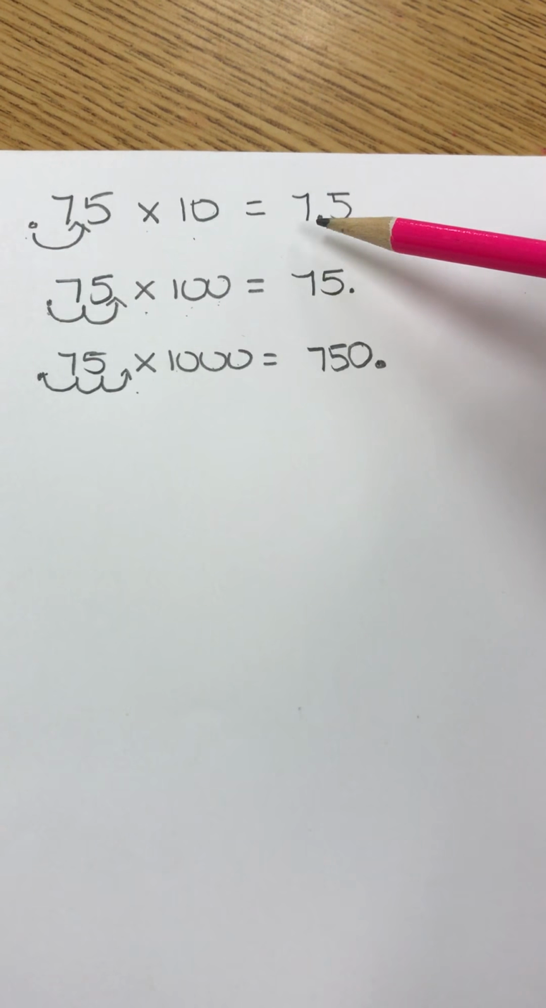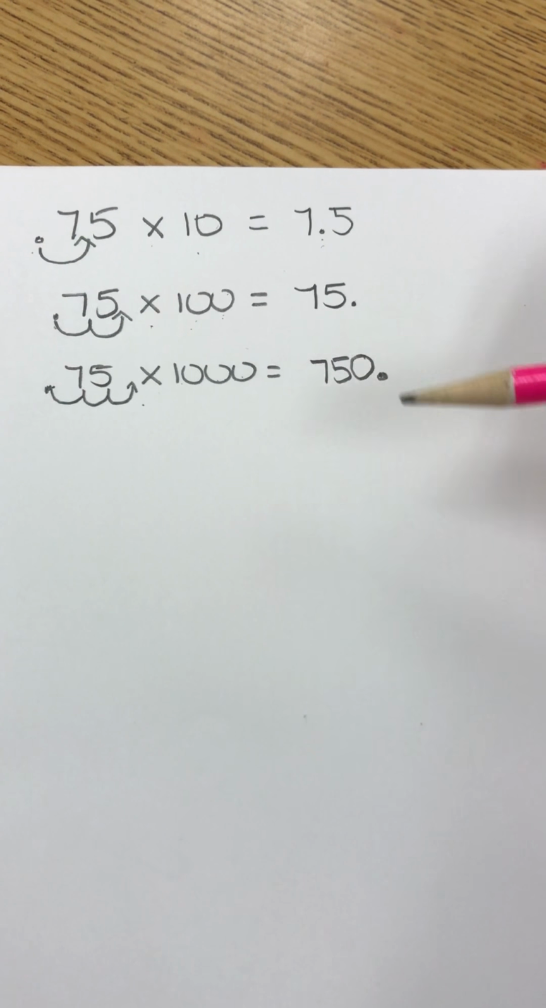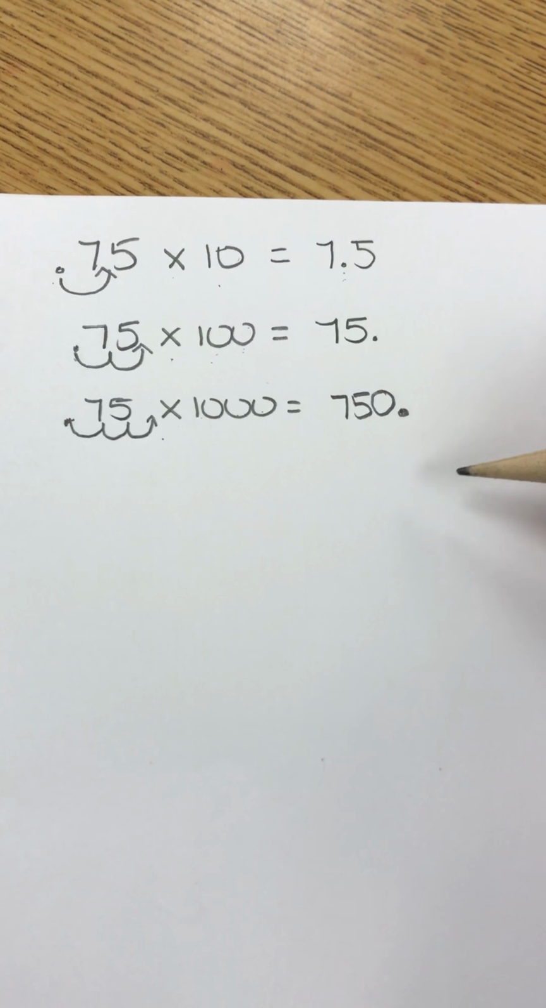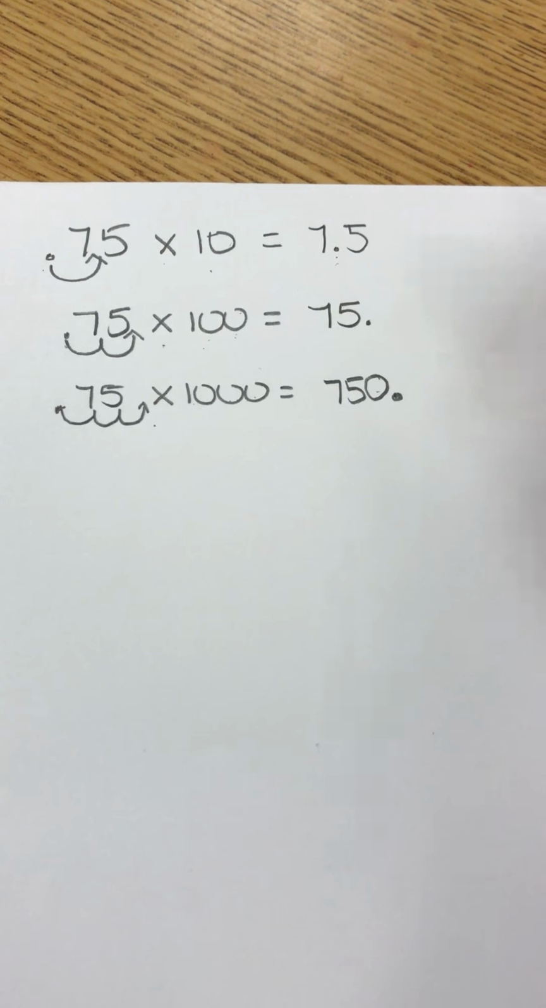So we can see the pattern here. Every time we increase the number of zeros on the number we're multiplying by, we move our decimal point one more space to the right. So it was between the 7 and 5, came after the 5, and then it moved one space farther to the right, where we did have to add a 0 in as a placeholder.